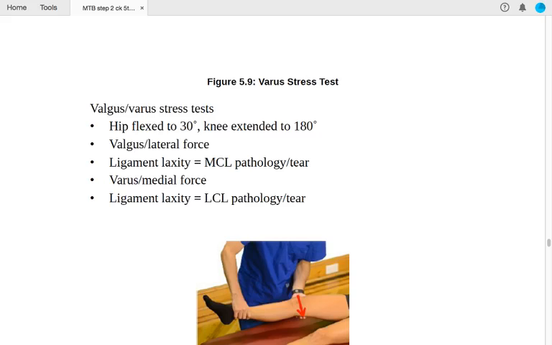In valgus stress testing, if you remember, the ligament laxity will be due to a medial collateral ligament tear. Whereas with a medial force, the ligament laxity is actually because of a lateral collateral ligament tear. That is because of the varus and medial force that we are going to see here. A lateral collateral ligament tear results in ligament laxity, right? Or in the case of a medial collateral ligament tear, we'll see this ligament laxity, but especially towards the medial side, right?